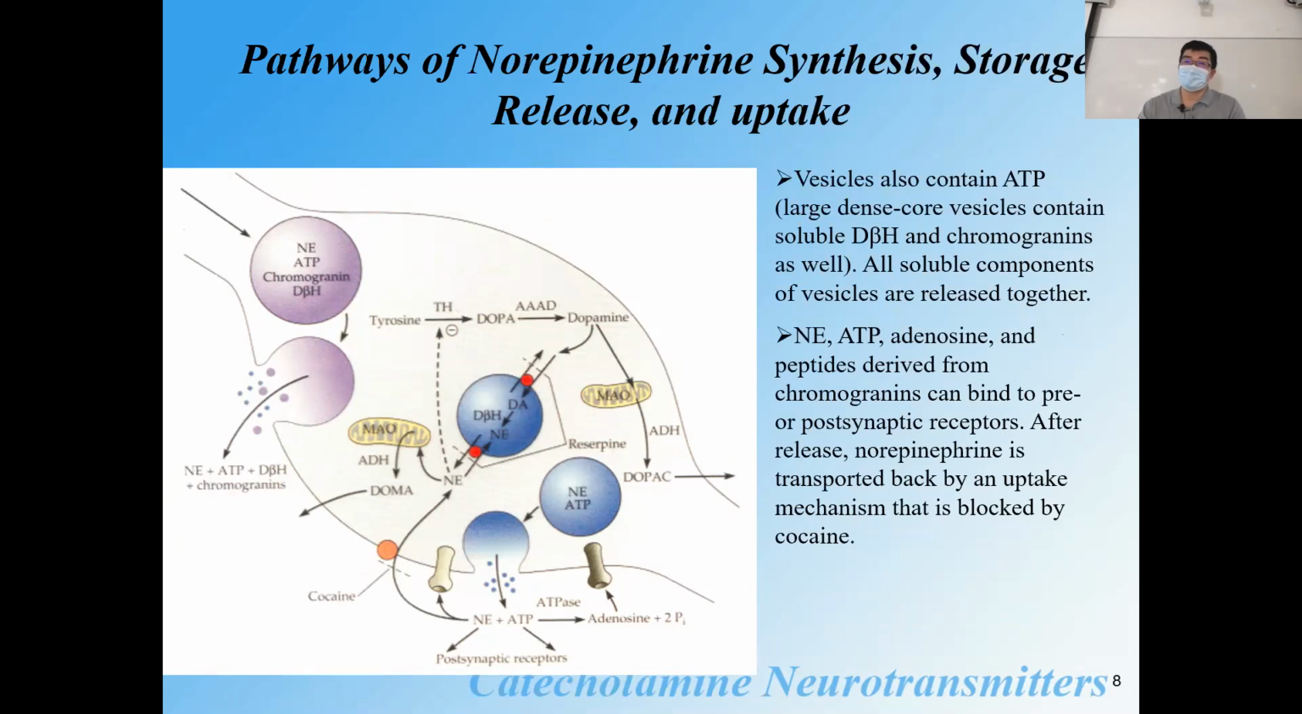Now, the vesicle also contains ATP. They contain the enzyme and also chromogranin, which gives the neuron color. The reason behind that is not quite clear. Okay.